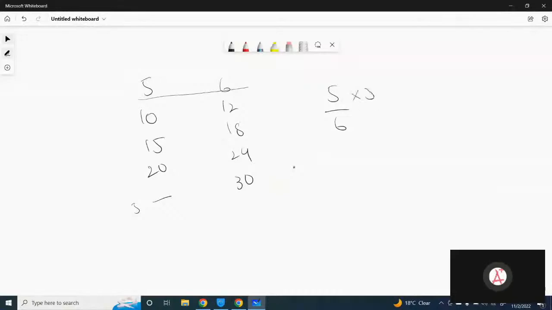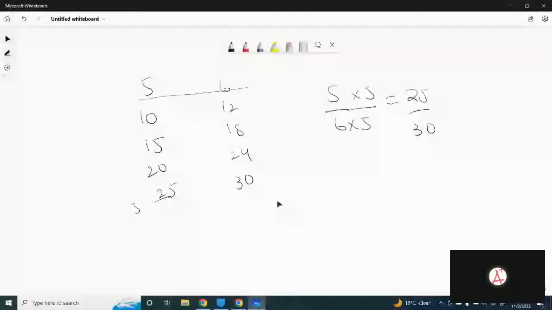So just multiply by 5. So it would be 5 times 5 is 25, and 5 times 6 is 30. So that means the missing number is 25. Got it? So the missing number is 25.